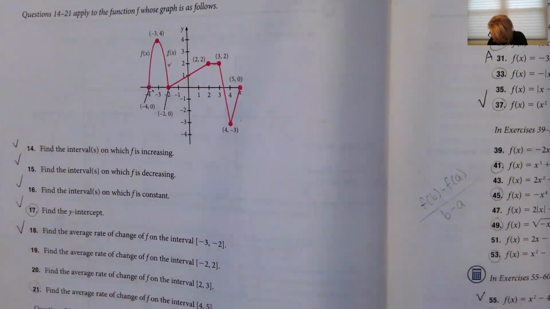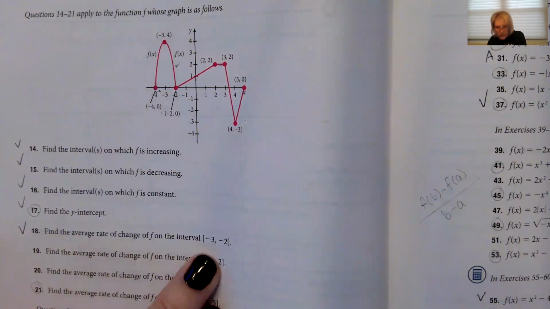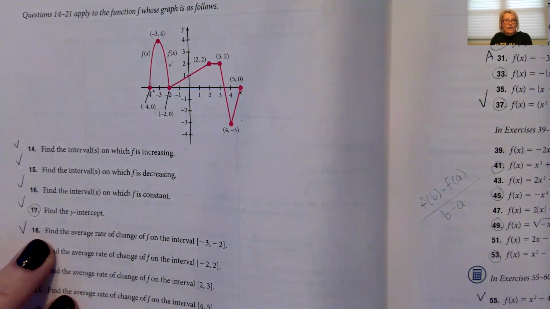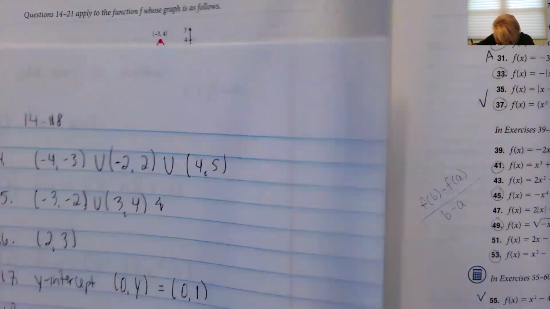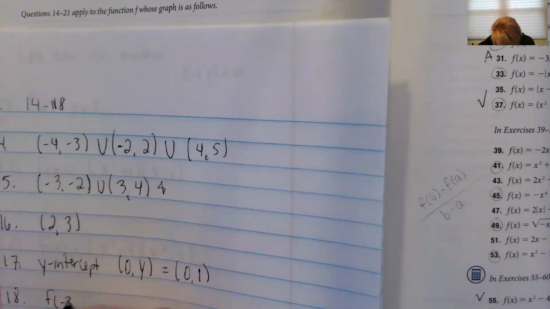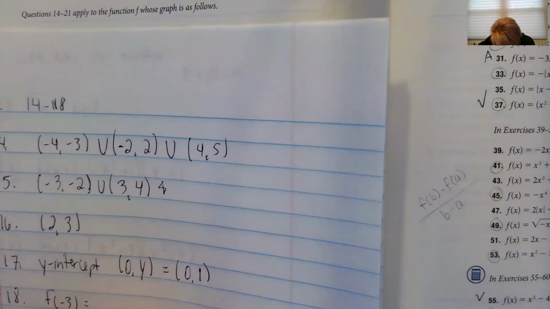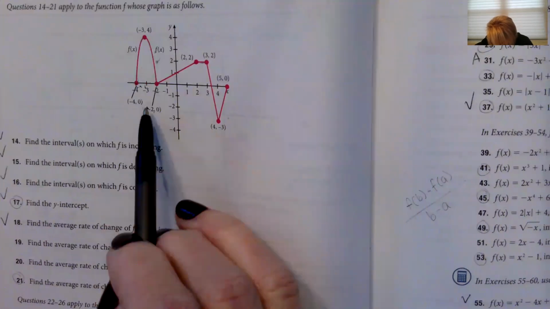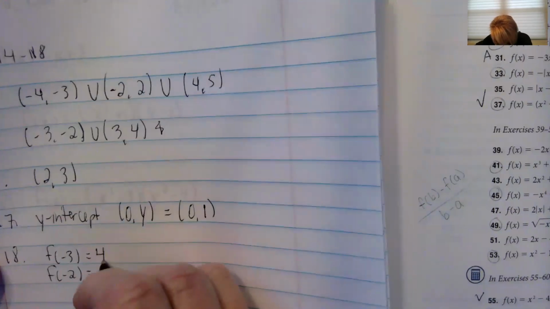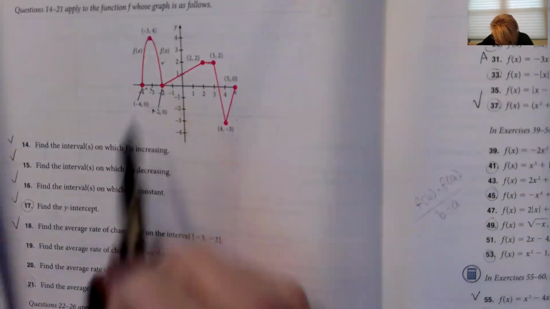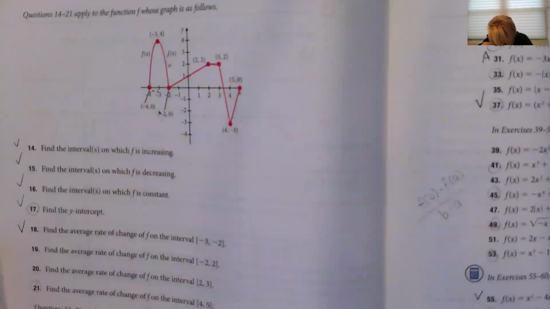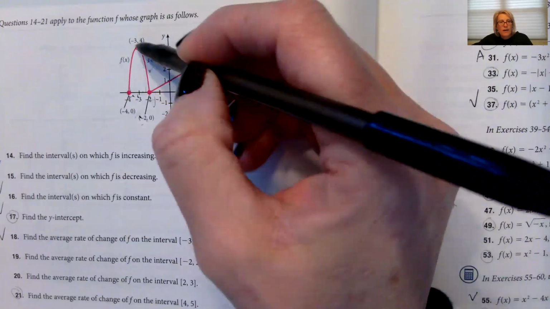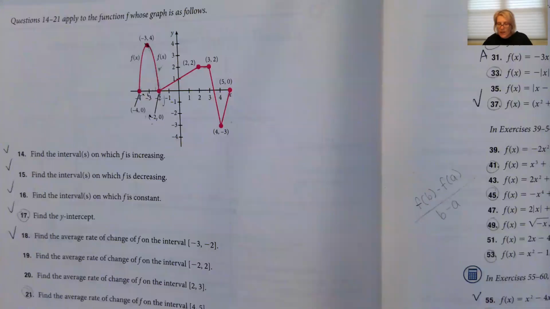And then 18 says, find the average rate of change of f on the interval of -3 to -2. Okay, so we need f of -3 and f of -2. So f of -3 is at 4. And f of -2 is at 0. So the average rate of change from -3 to -2, it looks like it's a decreasing pattern. So this should be a negative average rate of change.